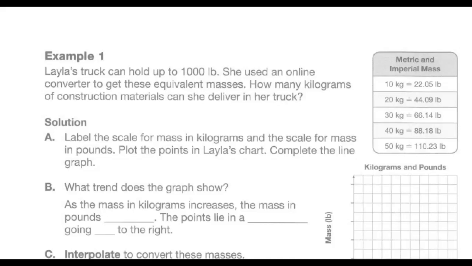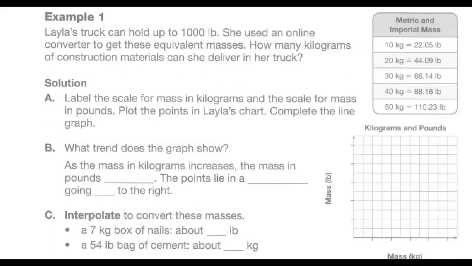Okay, here's another one where we have to, just like the last sections, make up a graph ourselves. It says Layla's truck can hold up to 1,000 pounds. She used an online converter to get these equivalent masses. How many kilograms of construction materials can she deliver in her truck? So they're going to set up some questions for us. It says label the scale for mass in kilograms and the scale for mass in pounds, plot the points, and complete the line graph. So just be careful that mass in pounds is vertical.